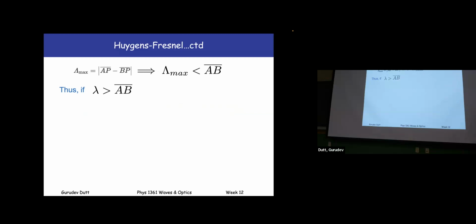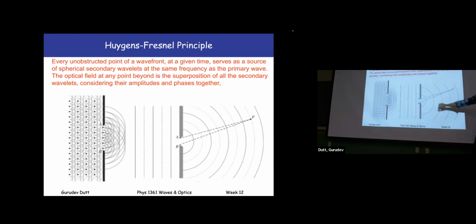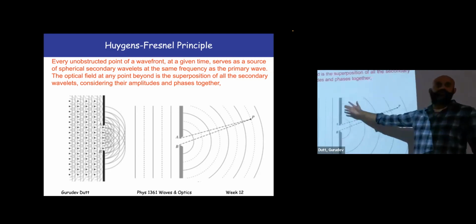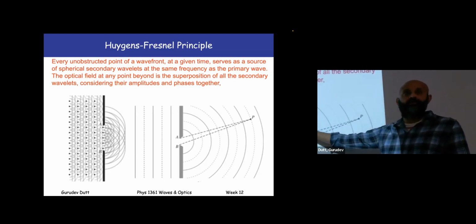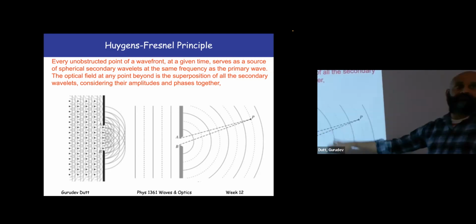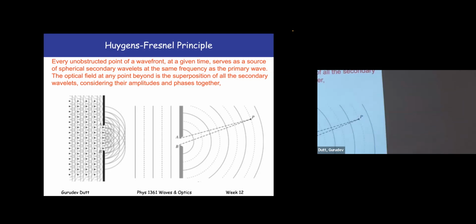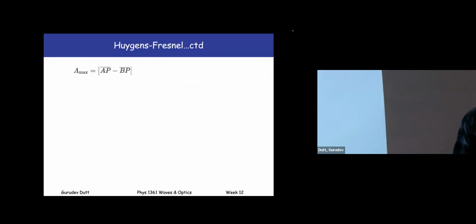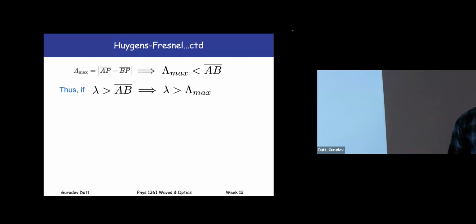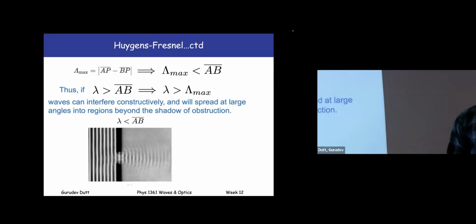Another way, of course, to argue is to go to the extreme limit. If this became a point source, where AB is almost 0, lambda is clearly going to be greater than AB. We know from a point source, we clearly will get spherical wavelets, and we will definitely get waves, or intensity of the wave, out in the shadow region. So that's another way to argue about all that. All that I said can be argued by that approximation as well.